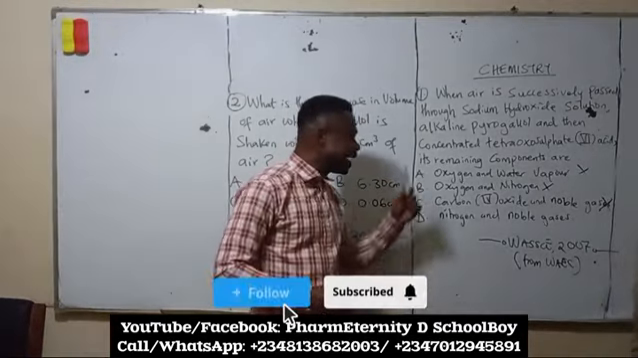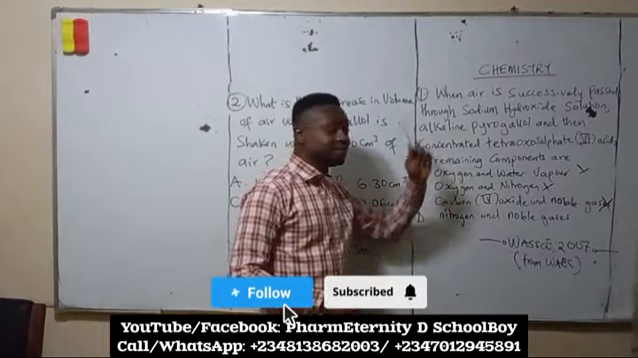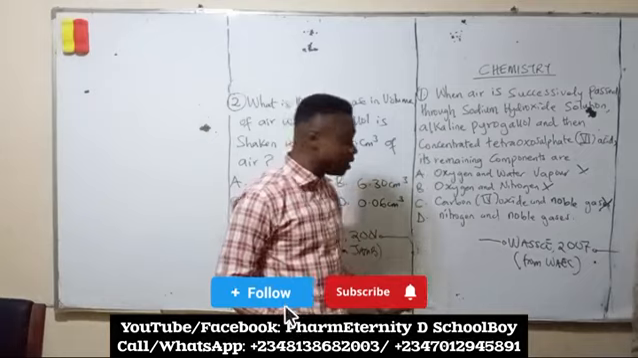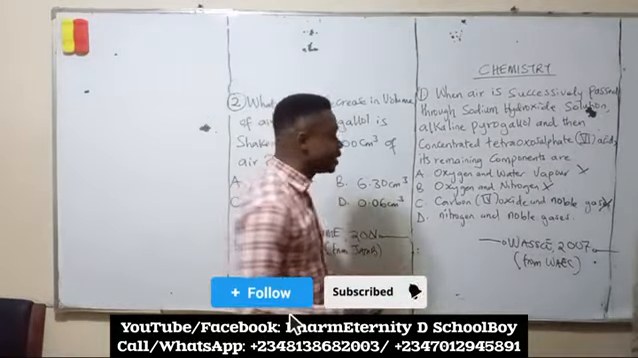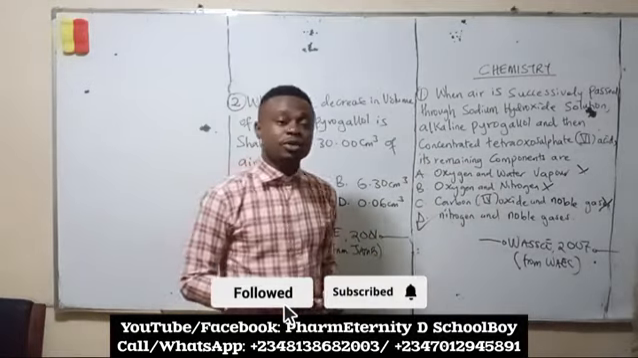Now D says nitrogen and noble gases. Nitrogen will not react with any of these. Noble gases will also not react with any of these. So what will remain will be nitrogen and noble gases. So the most appropriate option here is option D, nitrogen and noble gases.